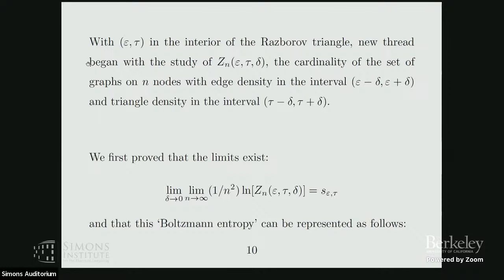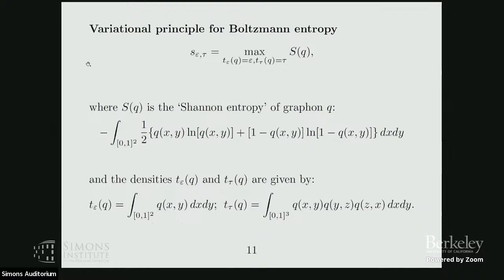Also in that first paper, we proved a variational principle for that Boltzmann entropy. The Boltzmann entropy for epsilon, tau is just the maximum of the Shannon entropy of graphons with those constraints: the edge density of the graphon is epsilon, the triangle density of the graphon is tau. This is the Shannon entropy. These are just how you compute the densities.